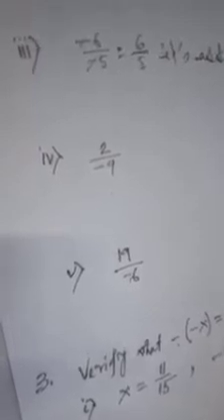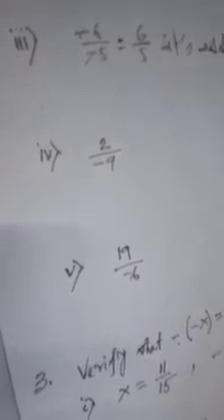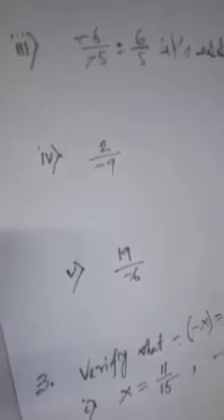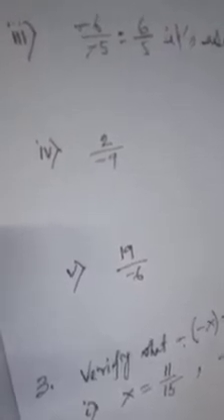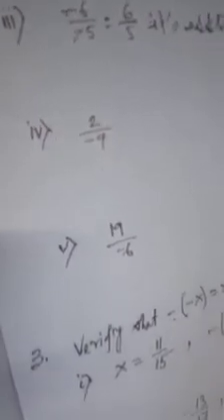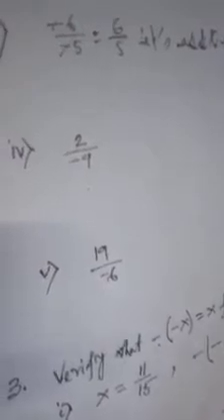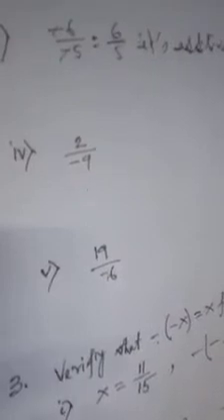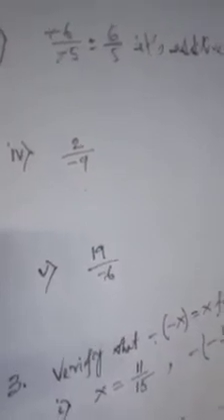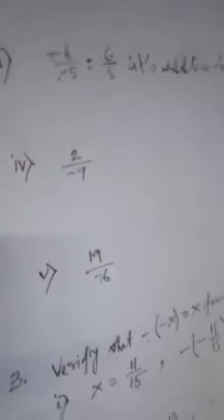Similarly, if it is minus 13/17, then we can write minus of minus in the second bracket, then first bracket 13/17. If we remove the first bracket, then minus minus plus, then it becomes minus 13/17. If you remove the first bracket, then it becomes 13/17. That means it is proved.